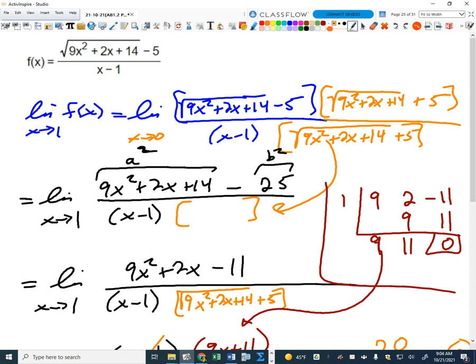Now, if the bottom had been something like x minus 1 squared, then we wouldn't have known. Then we would have had to do some work, because when we cancel one of those x minus 1s, there's still another one on the bottom, and we don't know if that one's going to cancel or not, right? Does that help a little bit? Give me 1 to 5 on that concept again.